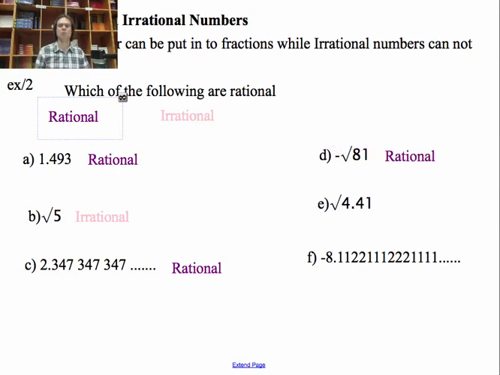Next one is square root of 4.41. Let's try that out. 4.41. Push enter. Oh, I get 2.1, so that ends. So this is rational. My last one here, we have 122, 221.